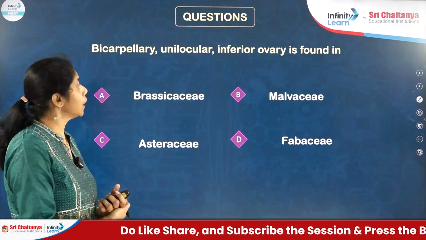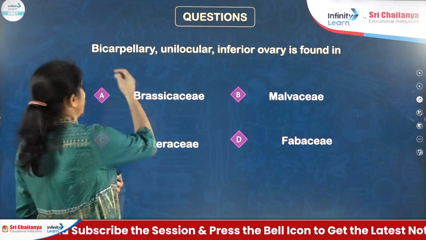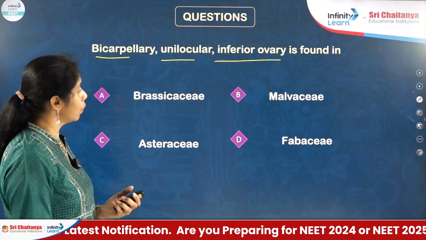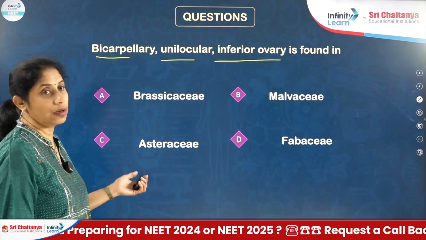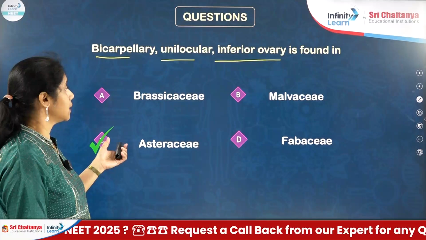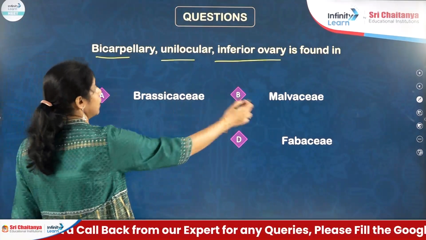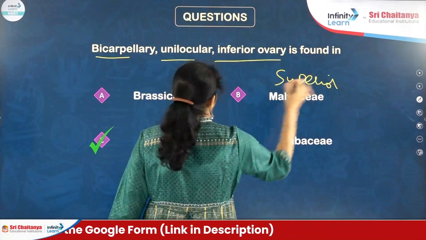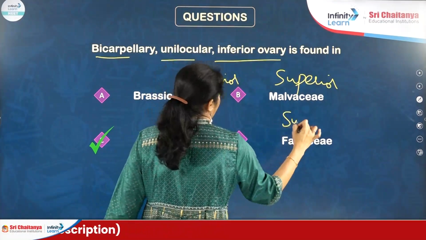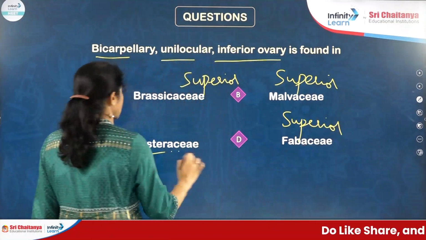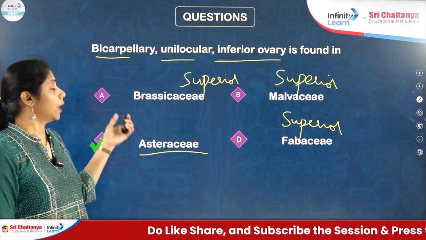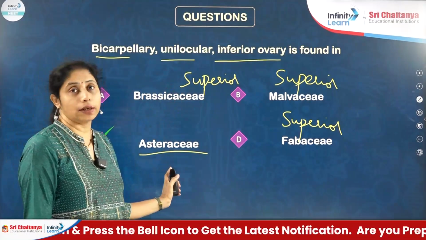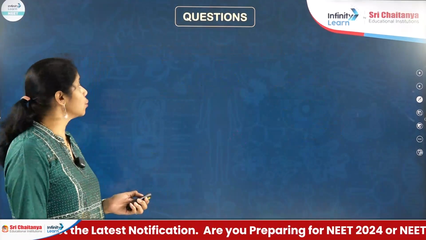Next one: bicarpellary unilocular inferior ovary is found in. Bicarpellary means two carpels are present, unilocular, but inferior ovary is present in. Inferior ovaries are shown in the Asteraceae among the given ones. Brassicaceae, Malvaceae and Fabaceae will all be showing superior ovaries. Only Asteraceae will be showing the inferior ovary. Again, you can count the number of carpels also, but anyhow, inferior ovary is the clue, by which you can identify easily that it is Asteraceae.